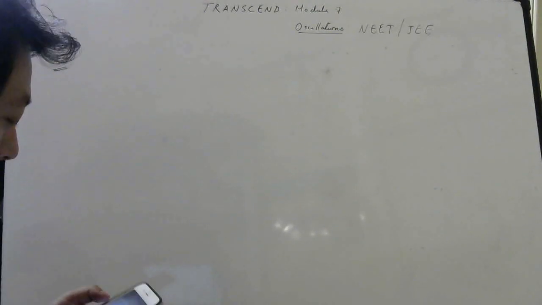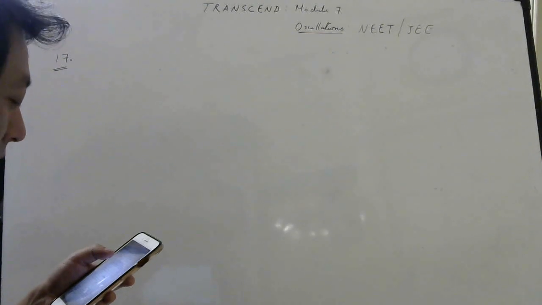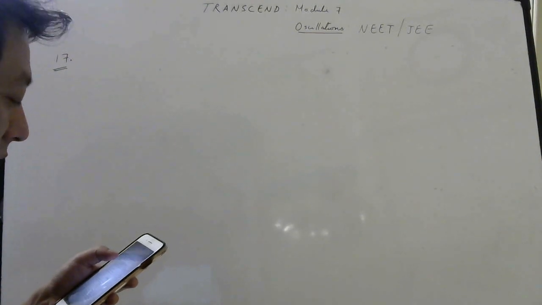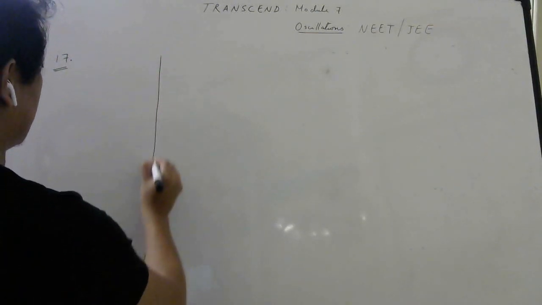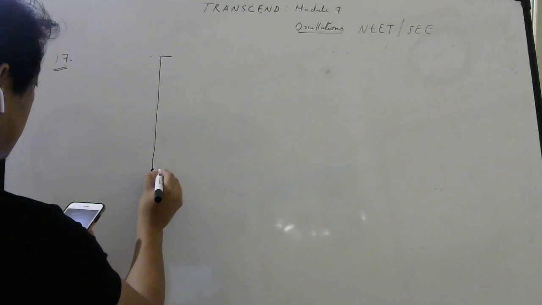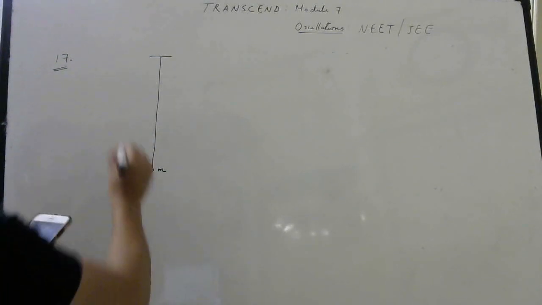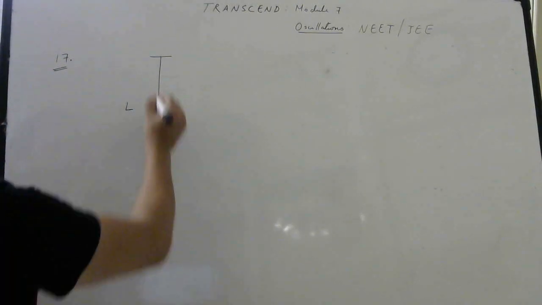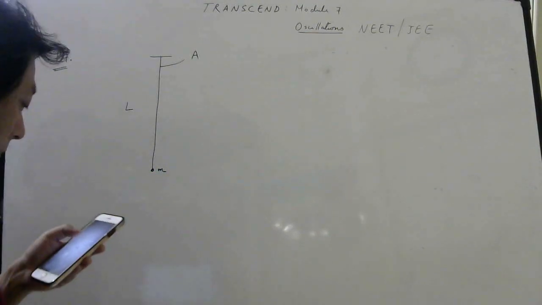Let us now solve question number 17. It says a point mass M is suspended at the end of a massless wire of length L and area of cross section A. So this is a massless wire. There is a point mass M. In symbols only they are given. Length is L, and the area of cross section is A.